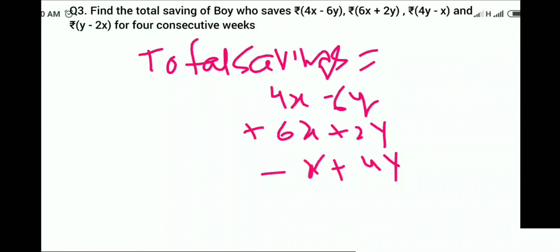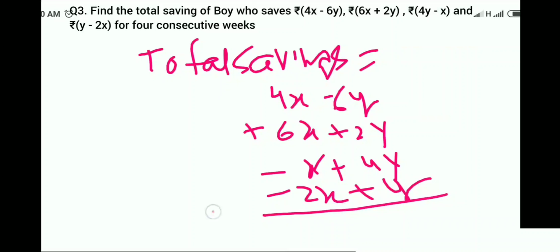Here we have rearranged the values. Minus x is written first and then plus 4y, and y minus 2x. Again we will rearrange. Minus 2x plus y. Add them all. 6y is minus and all other values are plus. So therefore 1y plus 4y 5y plus 2y 7y. 7y minus 6y is equal to 1y.